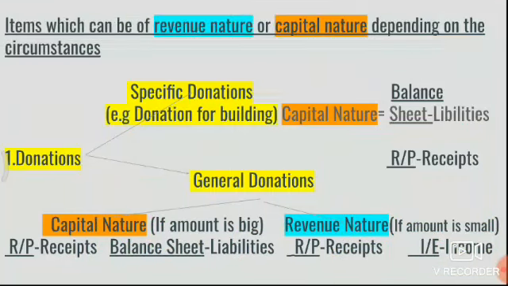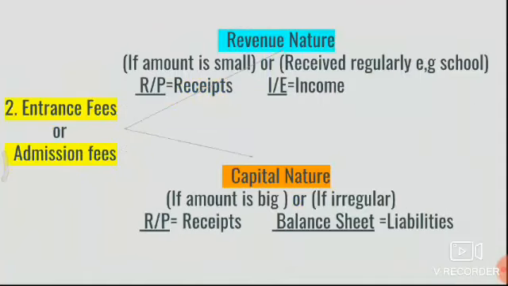So here we can see, if the amount is big, then it is capital nature. If the amount is small, then general donations are treated as revenue nature items. Next is entrance fees. Entrance fees is sometimes called admission fees in schools or colleges.